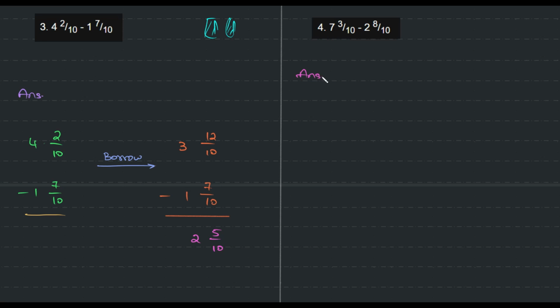Okay. So I think this is good enough for you guys to do this question on your own. And I hope you guys have done it. So 7 and 3 tenths and 2 and 8 tenths. Clearly, we can't subtract this. We need to go with the process of borrowing. And here we have 7 becomes 6 and 3 becomes 13 by 10. And this will be minus 2 and 8 by 10.